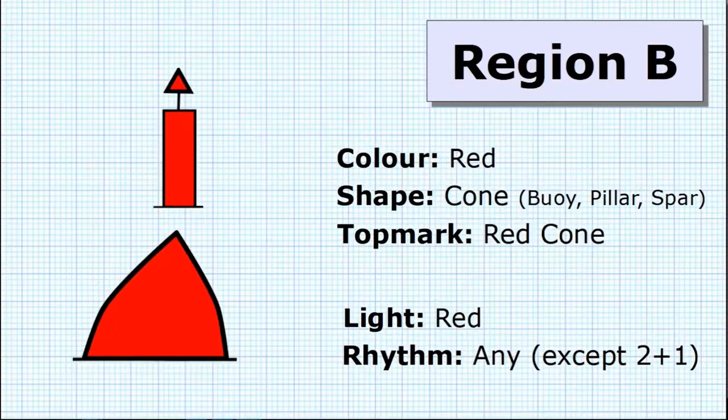Swapping over to region B, we can see that the only thing that has changed again is the colour. The main colour of the buoy, of course, is now red, the top mark's colour is now red, and the light is also now red.